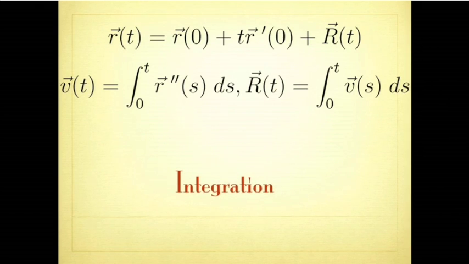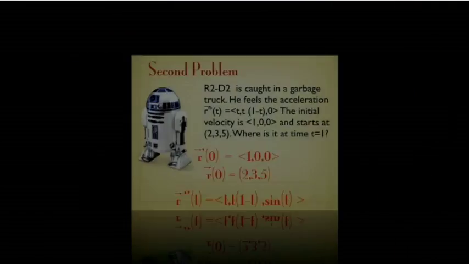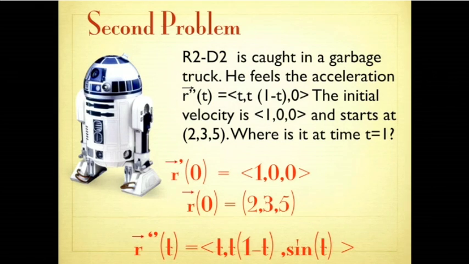Also integration, that's kind of the reverse of taking the derivative, it's just integrating. For example, if you know the velocity, then you can get the position, or if you know the acceleration, you can get the velocity, and you integrate again, and you get the position. So you can do that. And let's just do a problem here. R2D2 is caught in, I think there was a scene where it was in this garbage truck hauled away.